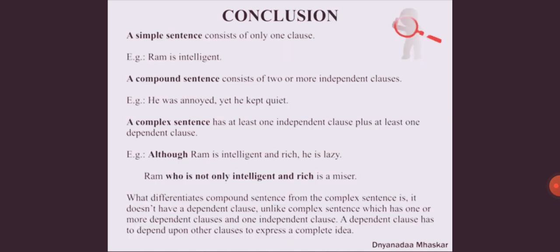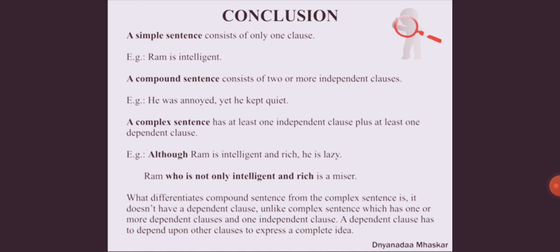Let us summarize whatever we have learned so far. What is a simple sentence? A simple sentence consists of only one clause. Example, Ram is intelligent. What is a compound sentence? A compound sentence consists of two or more independent clauses. Example, he was annoyed, yet he kept quiet.